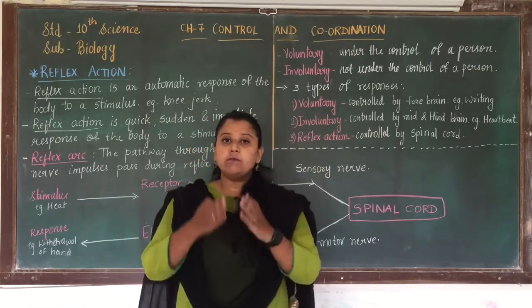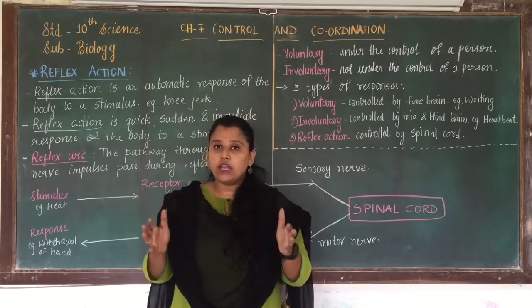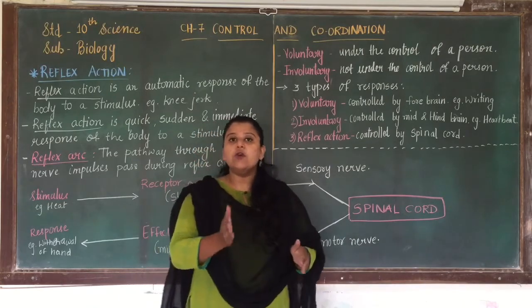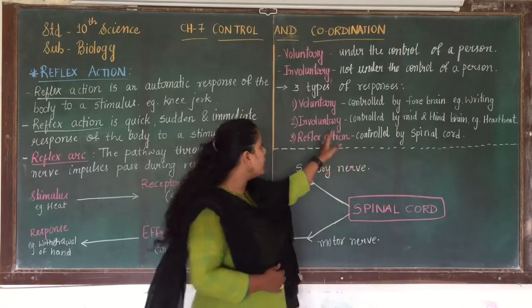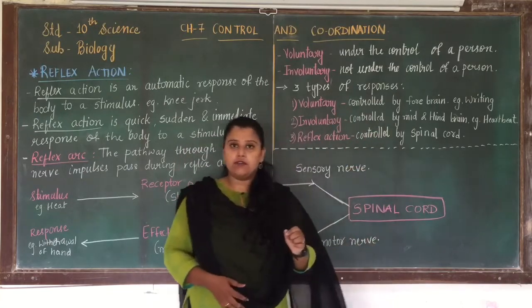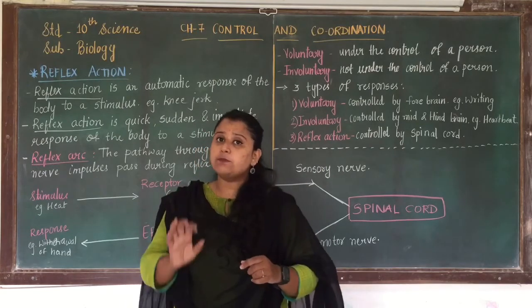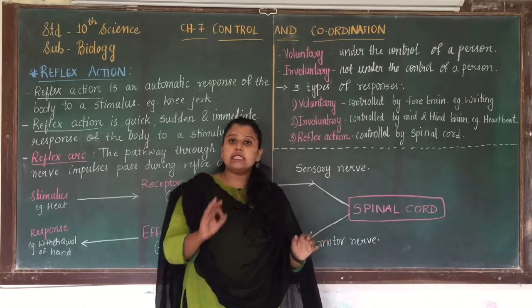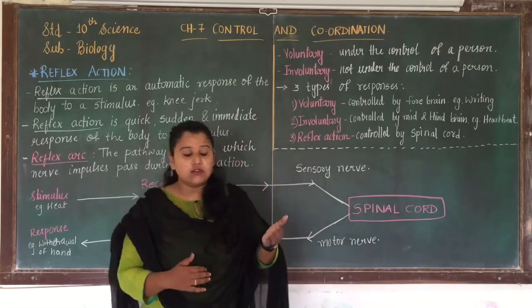See, forebrain, midbrain and hindbrain. There are three different parts of the brain. When we study the human brain in detail in the next video, at that time you will have an exact idea about the forebrain, midbrain and hindbrain, right? But here the voluntary movements or the voluntary responses are being controlled by the forebrain. The examples of it are writing, walking, talking, running.